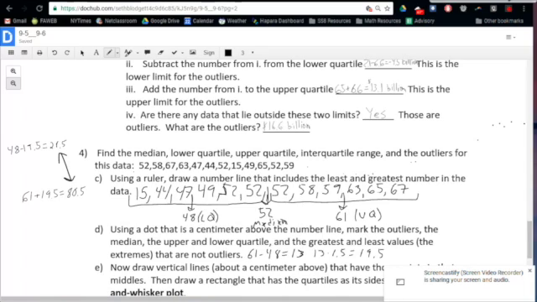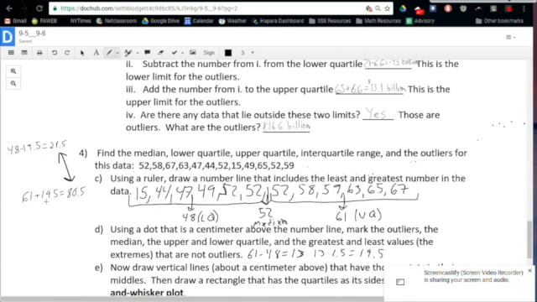So I found my median to be 52, and then halfway, the median of my lower half of my data is 48. That's my lower quartile. The median of my upper half of the data is 61. That's my upper quartile. And then if I subtract 61 minus 48, I get 13. That's my interquartile range. Multiply that by 1.5, and I get 19.5, which is what I subtract from my lower quartile to find 21.5. Anything less than that will be an outlier.